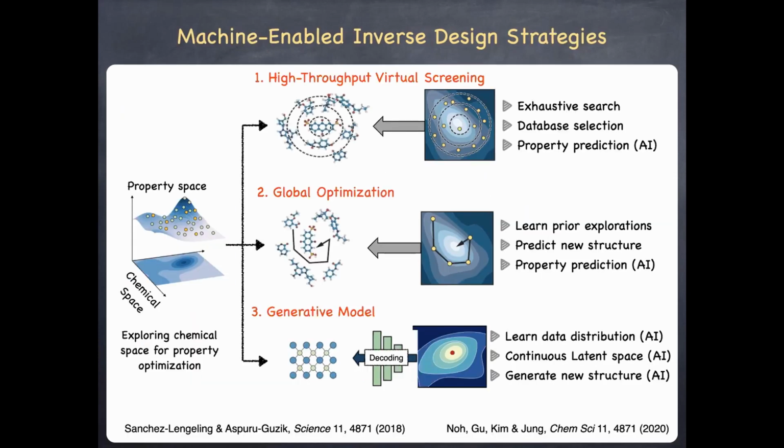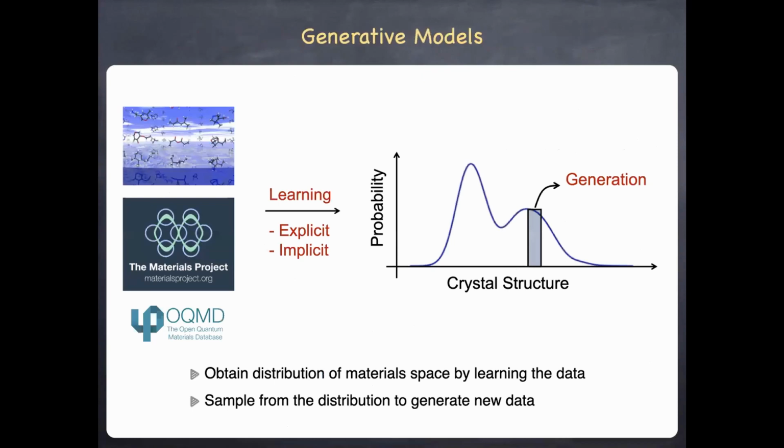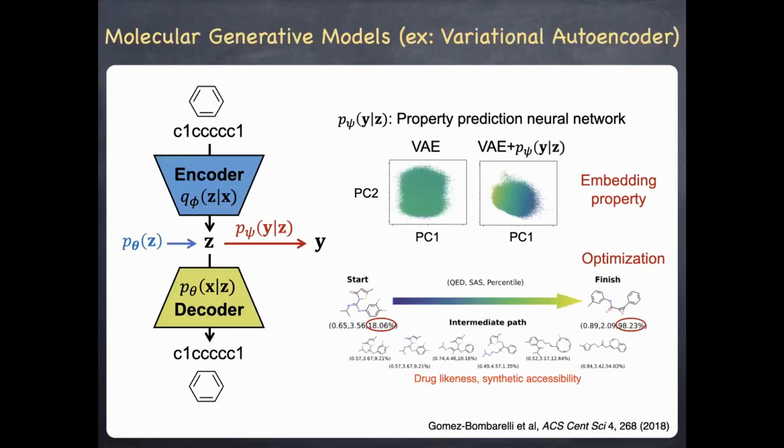So today I'm going to focus on the third strategy, generative model. Like I said, in generative model, all you do is take the database and learn its distribution. And once you learn the distribution, the next step is just to sample, and that's a new material. Of course, along the way, you need to sort of link the structure with the function in a separate network.